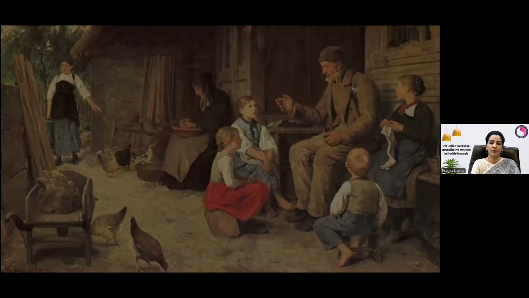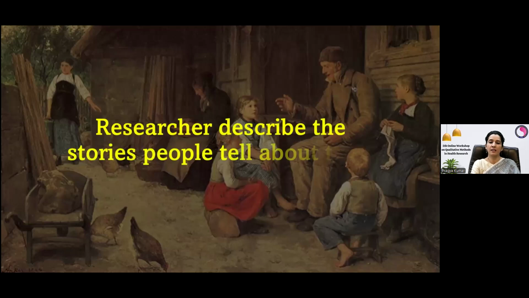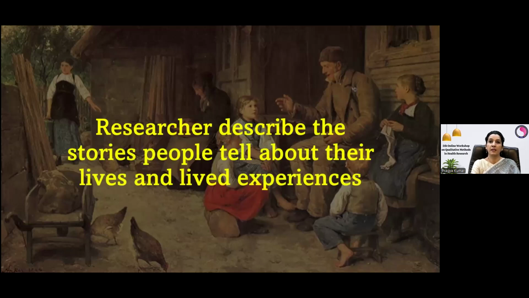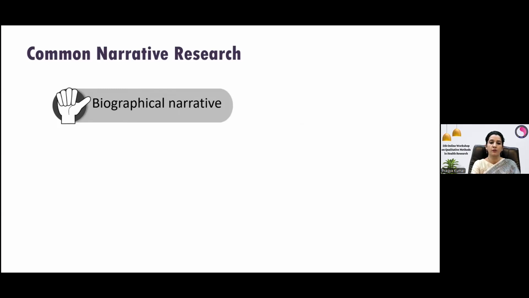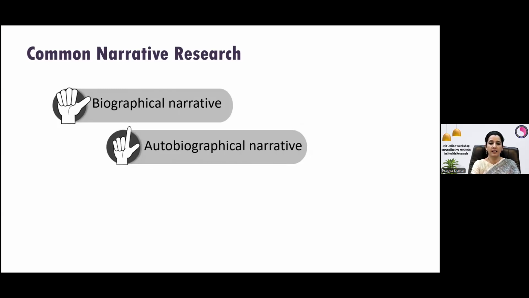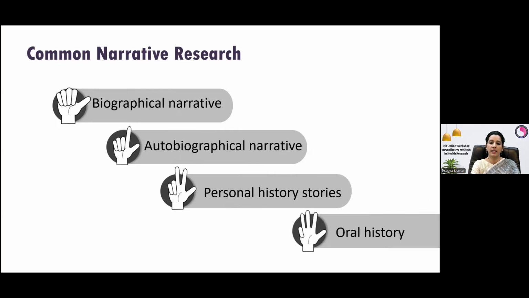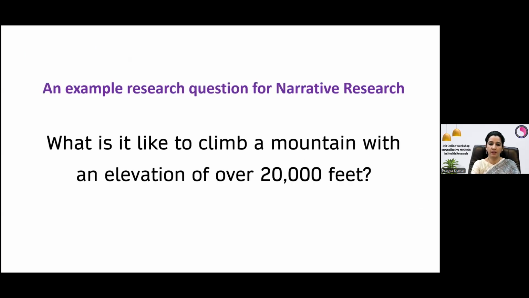Thank you. So now coming to narrative research, here the researcher describes the stories. People tell about their lives and their experiences. And here it is the narrative of only one or two persons, not more. You cannot take many people and make a narrative, because it is a story, and a story cannot be made by many people. So one, maximum two people. It can be a biographical narrative, autobiographical, a personal history, or an oral history.